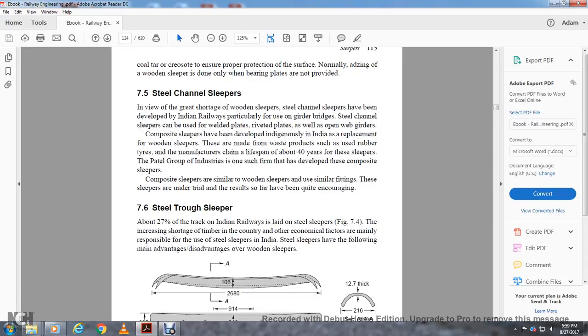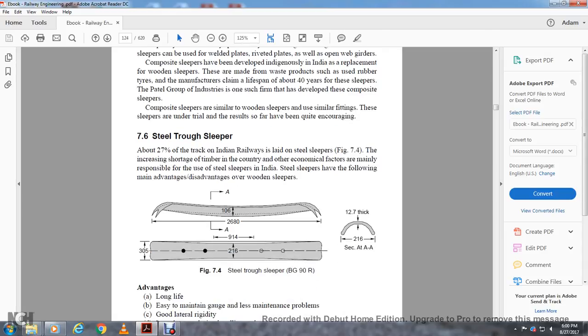7.6 Steel trough sleepers. About 27% of the track on Indian Railways is laid with steel sleepers. The increasing shortage of timber in the country and other economic factors are mainly responsible for the use of steel sleepers in India. Steel sleepers have the following main advantages and disadvantages over wooden sleepers. Figure 7-4 shows the steel sleeper for broad gauge with 90R rail.